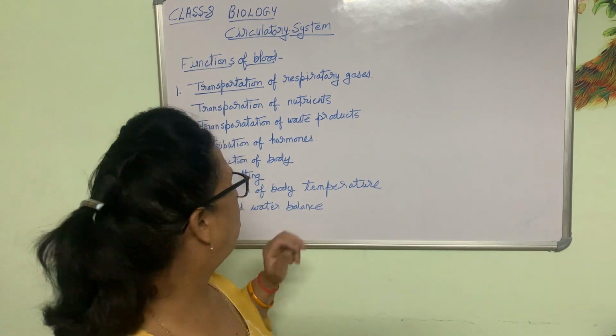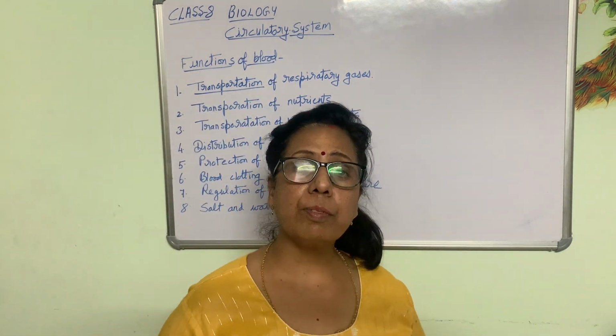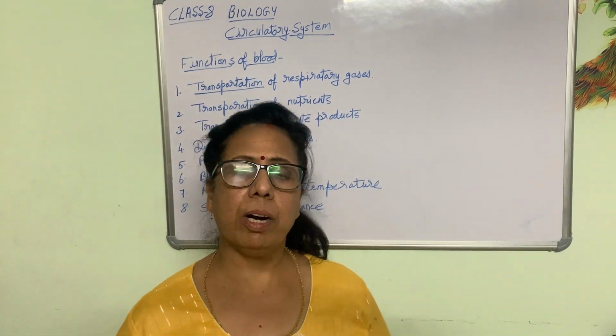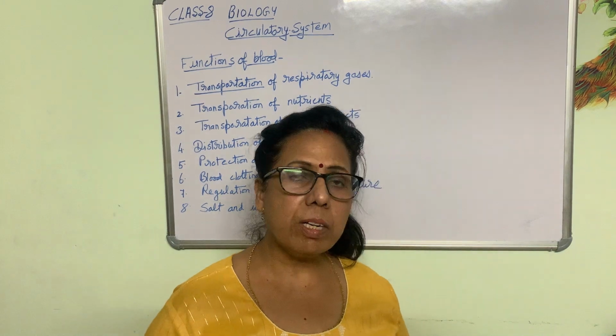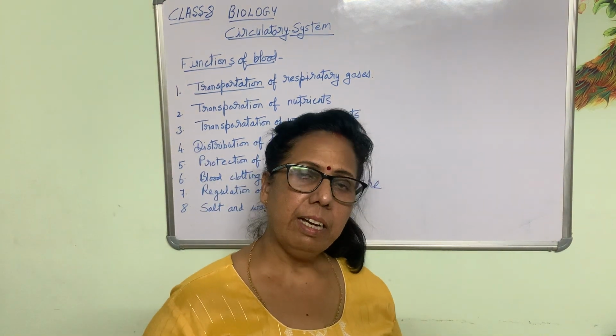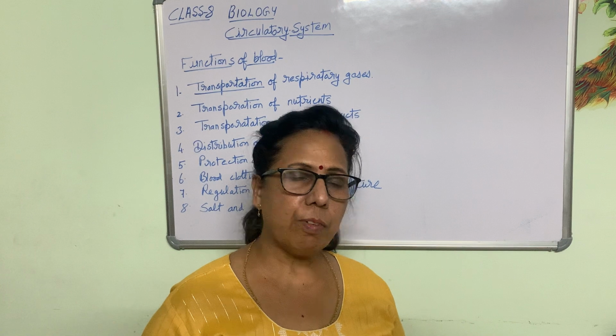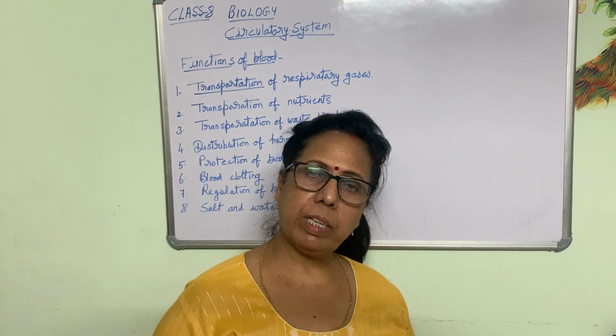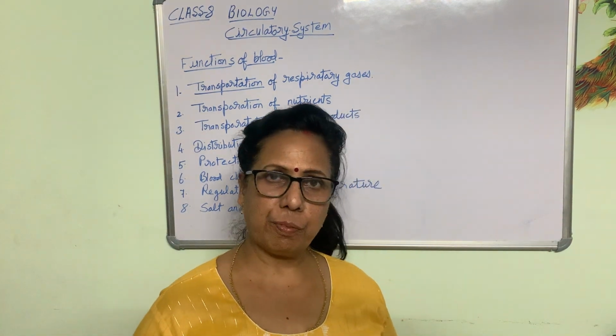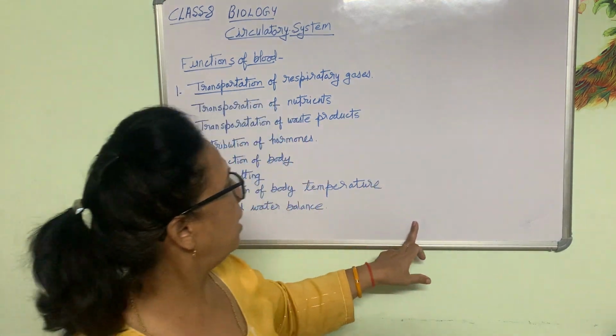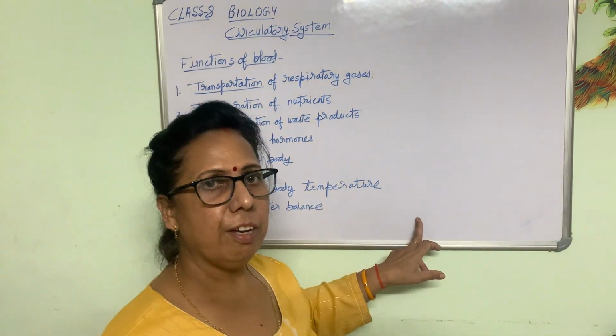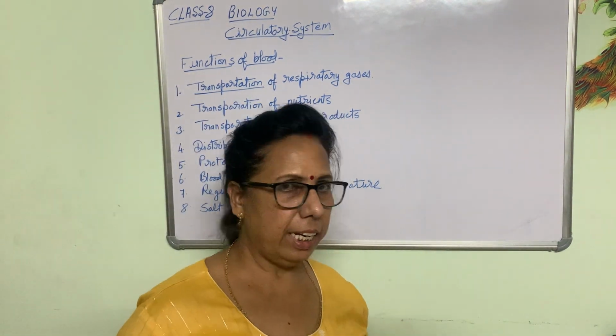And there is salt and water balance. Intake of salts: sodium, potassium, calcium ions are there. Whatever mineral salts and inorganic substances our body requires are there. Unwanted substances are taken by the blood, filtered through the kidney and given out of the body. So these are some of the most important functions which take place by the blood in our body.